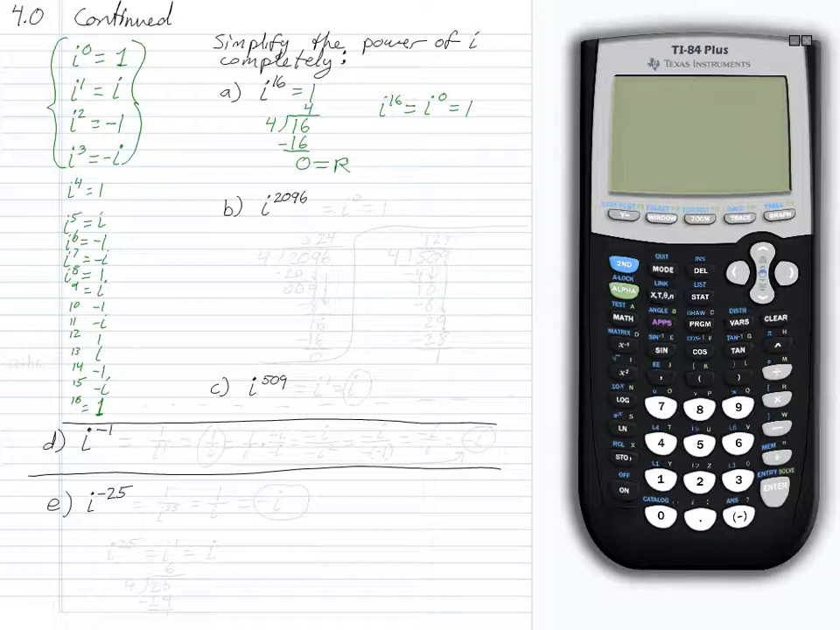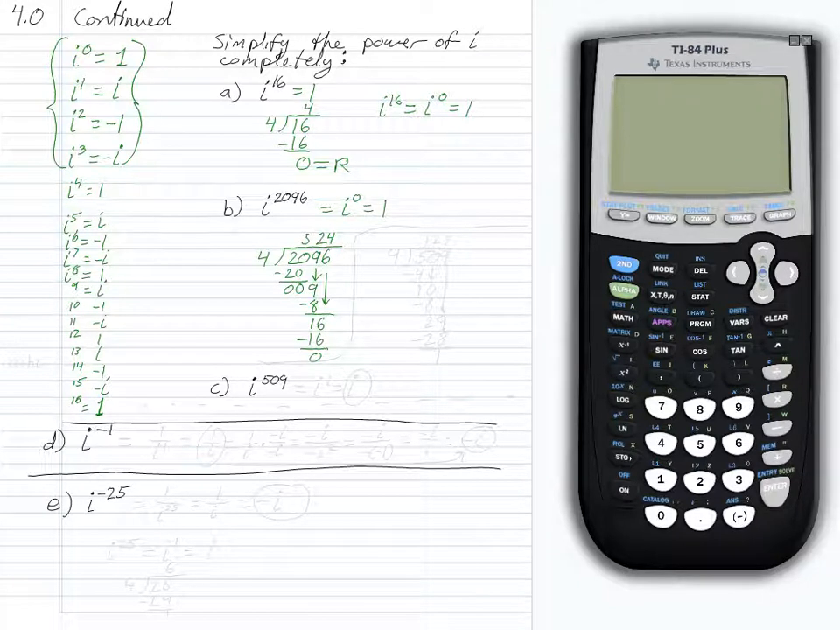So we can do the same thing with a number like 2096. We can take 2096 and divide that by 4. Well, this is where long division is going to come in handy. I can fit 5 into 20, and I'm left with 0. If I bring down the 9, I can fit 2 in there, so I'm left with 1. Bring down the 6, and we can fit 4 into 16, leaving, again, a remainder of 0. So it turns out that i to the 2096 is also equal to 1.